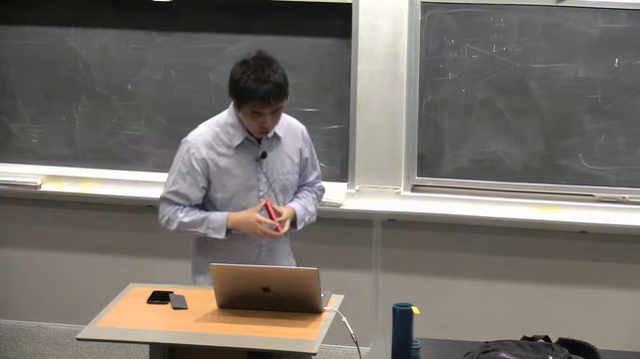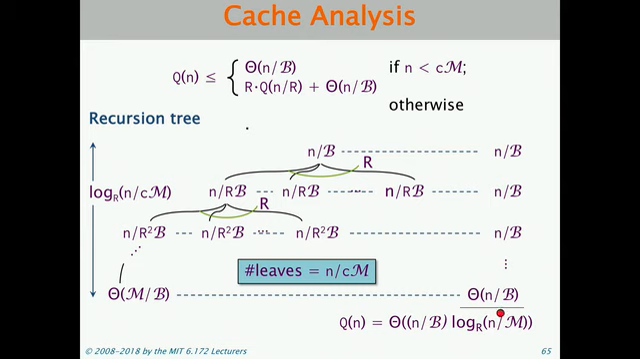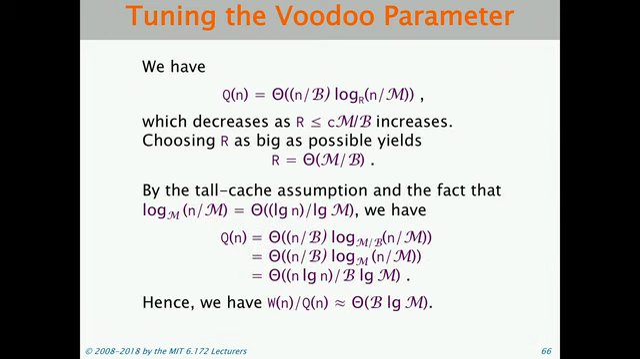So compared to the binary merge sort algorithm, here we actually have a factor of R in the base of the log. Before, the base of the log was just 2. So now the question is what we're going to set R to be. Again, we have a voodoo parameter. This is not a cache-oblivious algorithm. We said that R has to be less than or equal to cM over b in order for the analysis to work out, so let's just make it as large as possible. Let's set R equal to theta of M over B. And now we can see what this complexity works out to be.